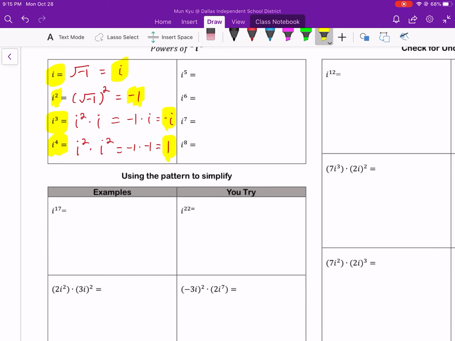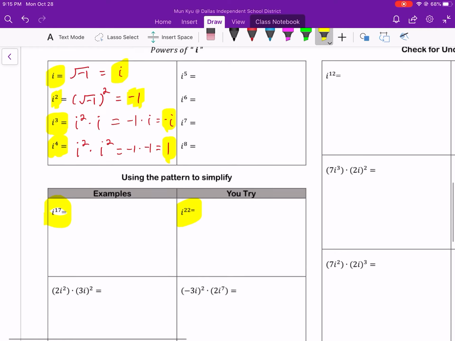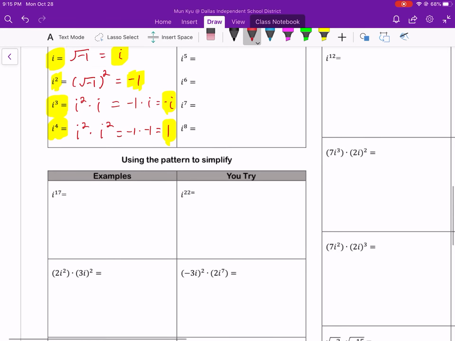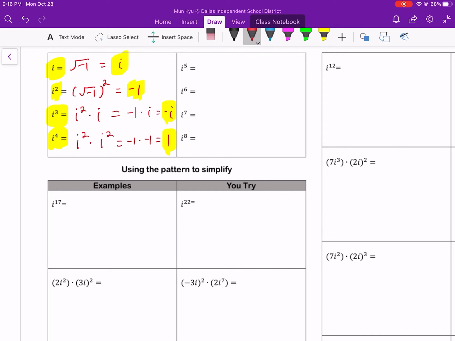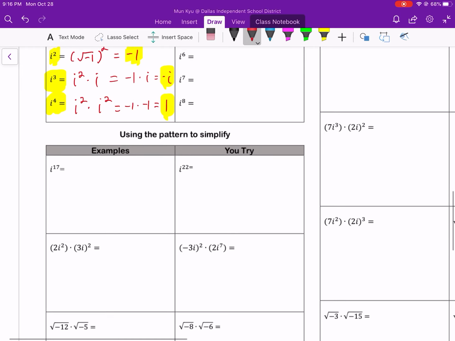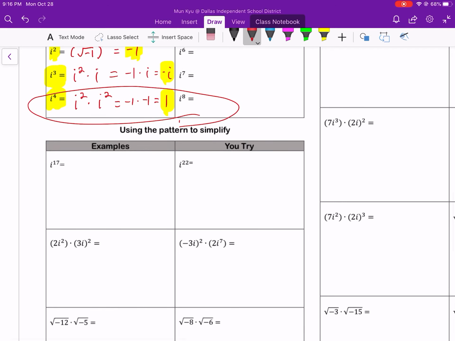For powers, they are very important because no matter what type of power you have here, your answer is going to be one of these 4. The easiest way of solving this is to subtract multiples of 4. Here, for example, we have i to the 17th power. Now, if you look at it here, i to the 4th power is equal to 1. So we're going to subtract multiples of 4.